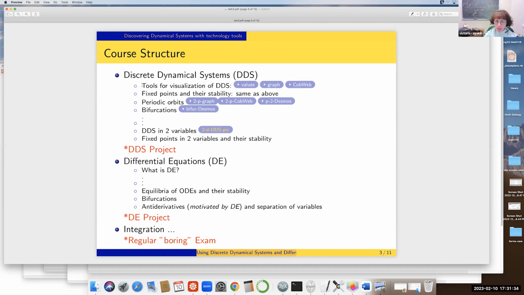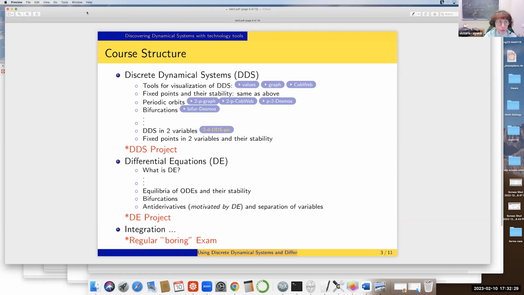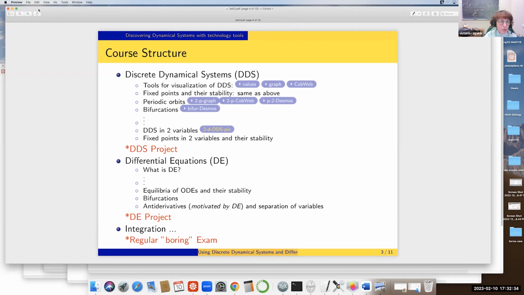We use some visualization tools for looking at the orbit of discrete dynamical systems, and we talk about fixed points, periodic orbits, bifurcations, and then we do similar stuff in two variables. We discuss also stability of two variables DDS, and then we repeat similar things in the smooth case for smooth differential equations. And the interesting thing is that projects are very similar. So students have an opportunity to understand the connection between discrete case and continuous case of very similar problems. So I would like now to talk about the tools that help students to talk about the differential equations.